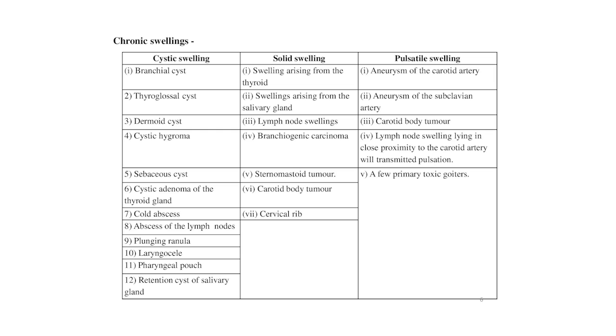The chronic swelling, that is the third type, is the pulsatile swelling: aneurysm of the carotid artery, aneurysm of the subclavian artery, carotid body tumor, lymph node swelling lying in close proximity to the carotid artery with transmitted pulsation, and a few primary toxic goiters. These are the midline and the lateral swellings of the neck. We have classified them well so that you students can understand.